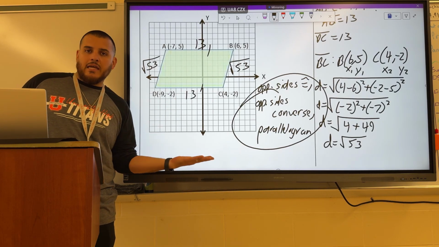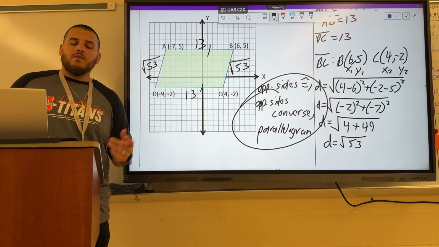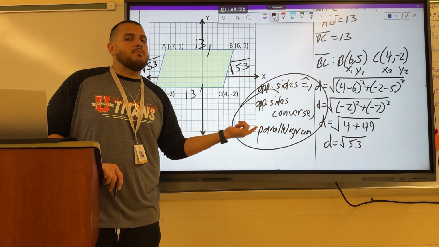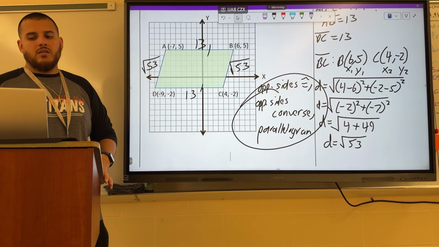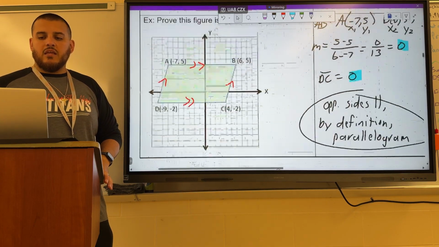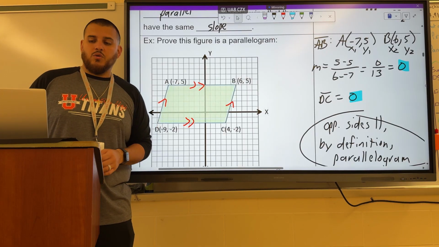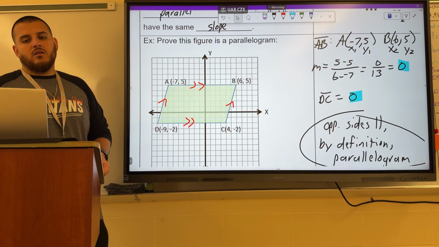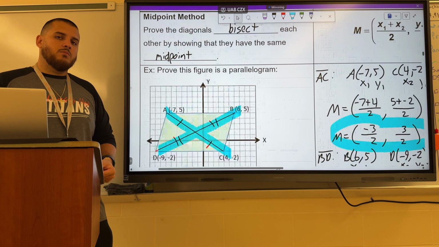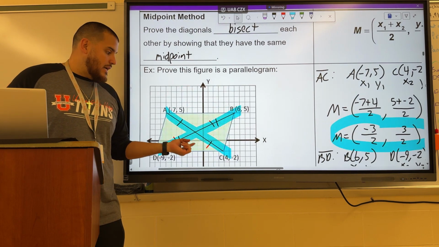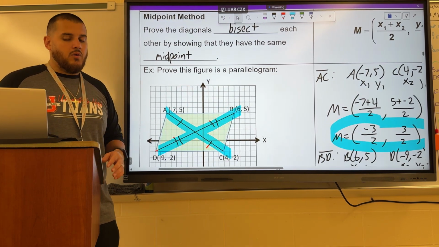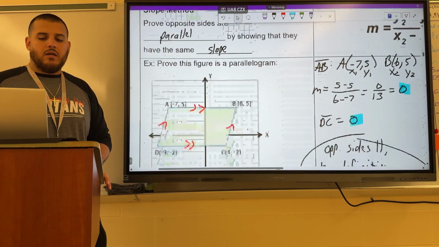If you like the distance formula the most, then you can use it to prove that opposite sides are congruent, to say that a shape is a parallelogram. If you like the slope formula the most, you can prove that opposite sides are parallel to prove that that shape is a parallelogram. And if you like the midpoint formula the most, you can use it to prove that the diagonals bisect. They have the same midpoint to prove that your shape is a parallelogram.